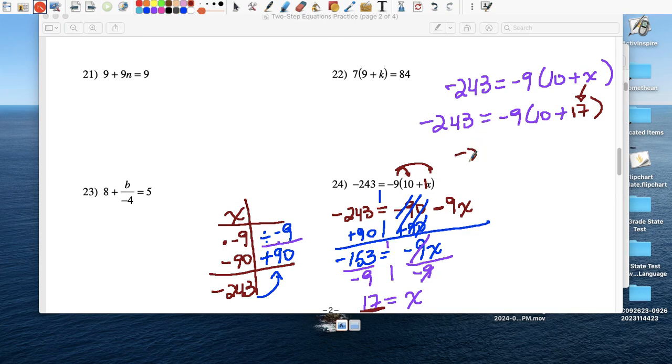So negative 243. Let's do order of operations. Remember, there's a multiplication sign there. So we're going to do the parentheses first. So we got negative 9. And what's 10 plus 17? 10 plus 17 is 27. Negative 243, and let's do our last thing. It's negative 9 times 27. Let's just confirm. It's negative 243. And that's that. Hopefully you got some practice.